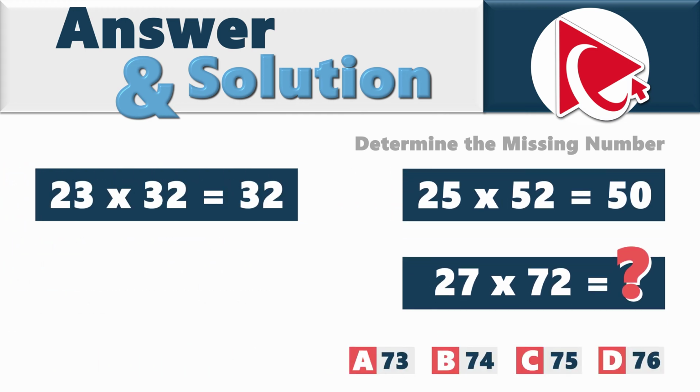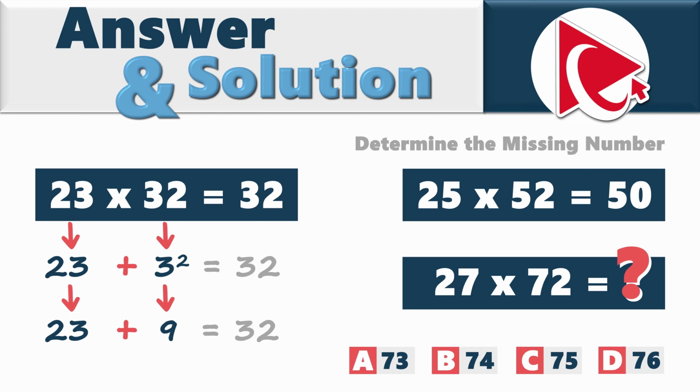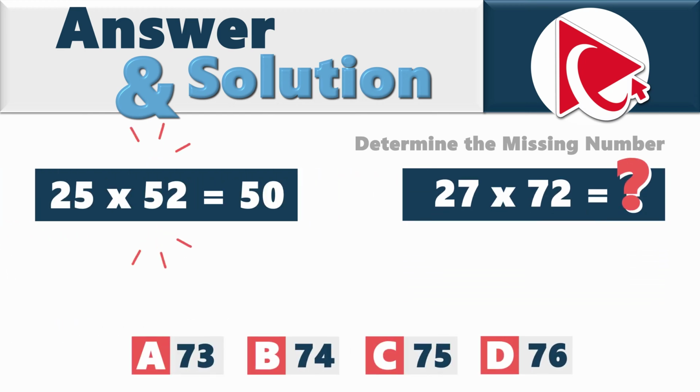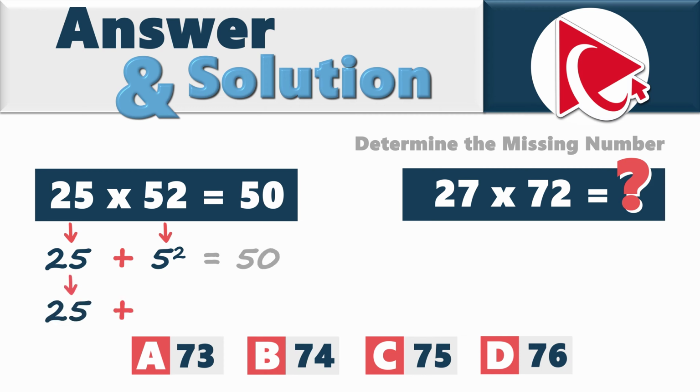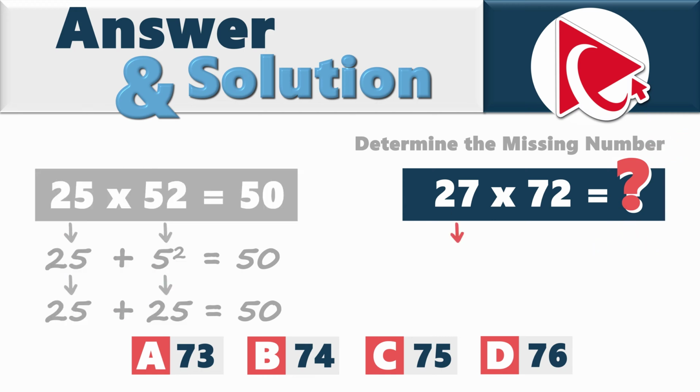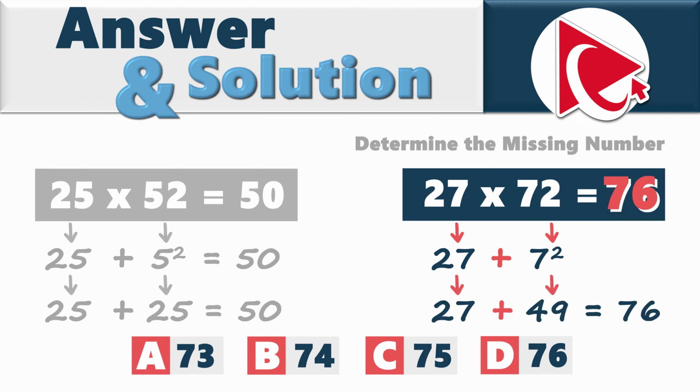Let's look at the example. The first expression is 23 multiplied by 32. To calculate it correctly, you need to take 23 plus 3 in the power of 2, which would be equal 23 plus 9, and the result would be 32. Let's look at the second expression. 25 plus 5 in the power of 2 equals 25 plus 25 and equals 50. Let's do the math for the missing number. 27 plus 7 in power of 2 equals 27 plus 49 and equals 76. So the correct answer here is choice D, 76.